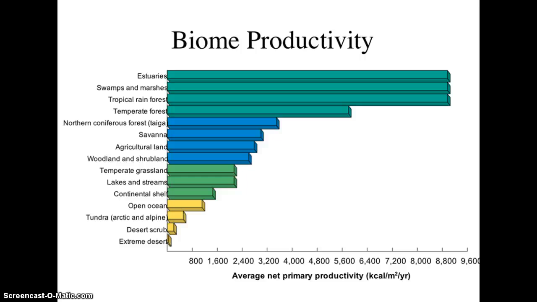So when we compare biomes, this one also has some of our aquatic biomes, like our estuaries, swamps. We can see how they compare. So those that are in the tropical areas, and then our forests are at the top. Then we have our grasslands, and then here at the bottom we've got open ocean, tundra, deserts.